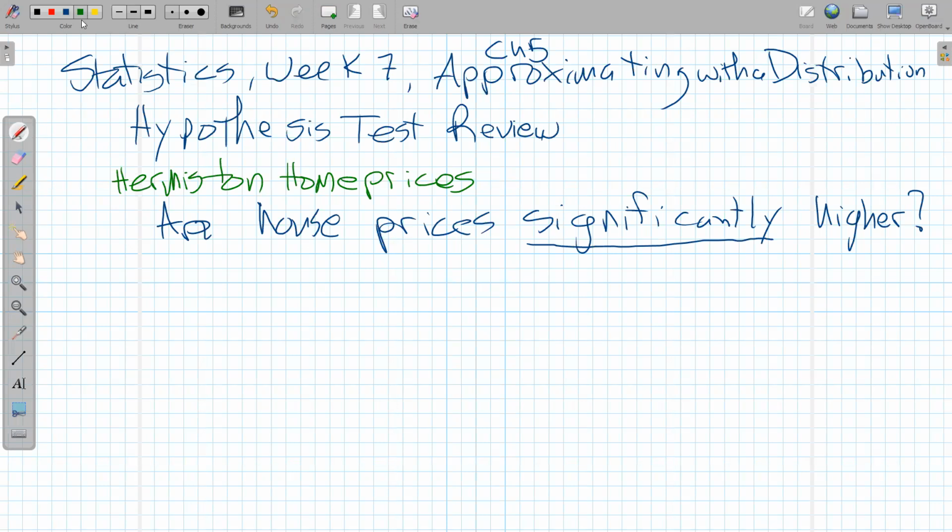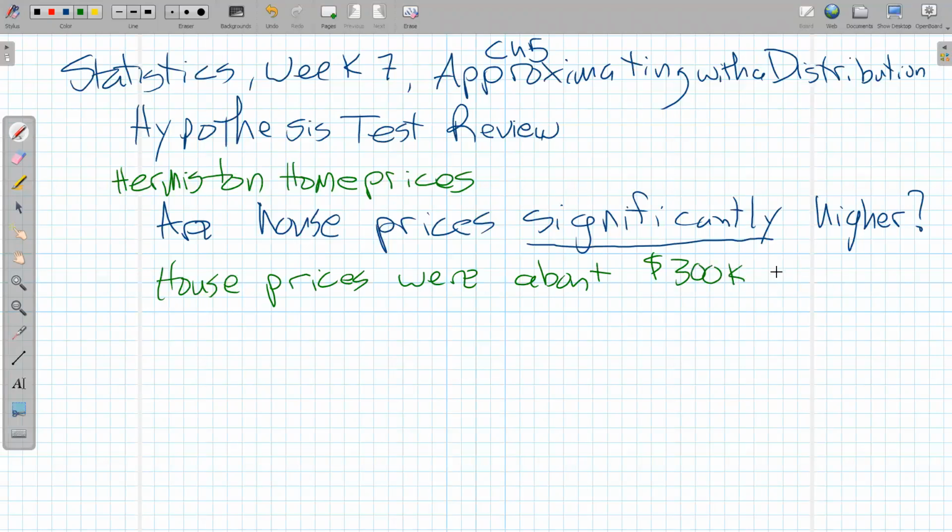And my prior knowledge is that housing prices were around $300,000 on average in Hermiston. So house prices were about $300,000 in Hermiston.